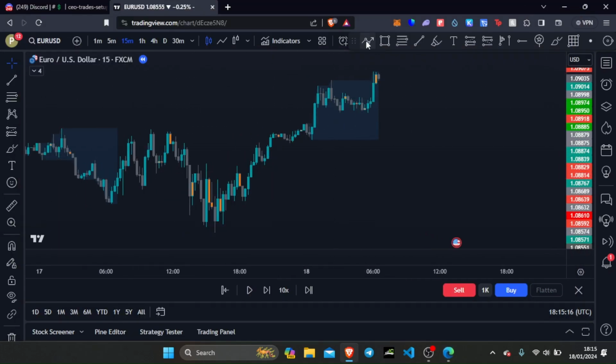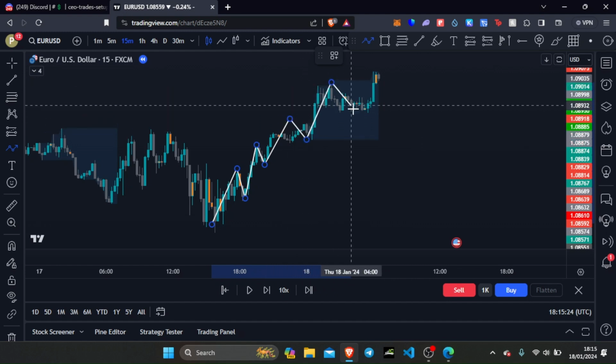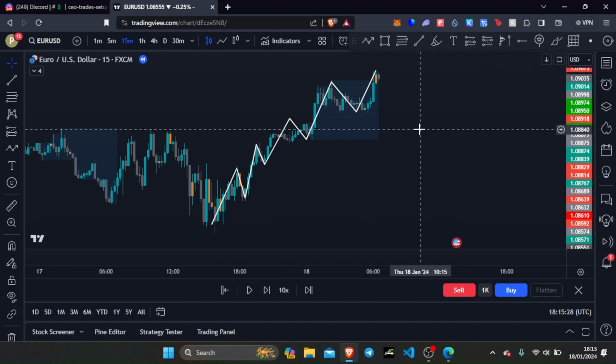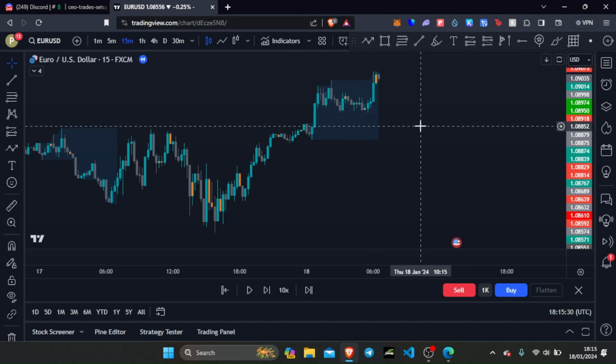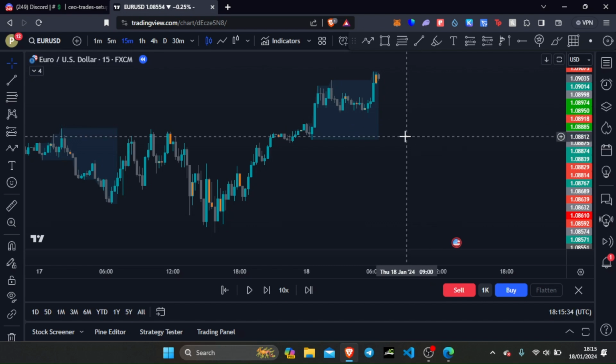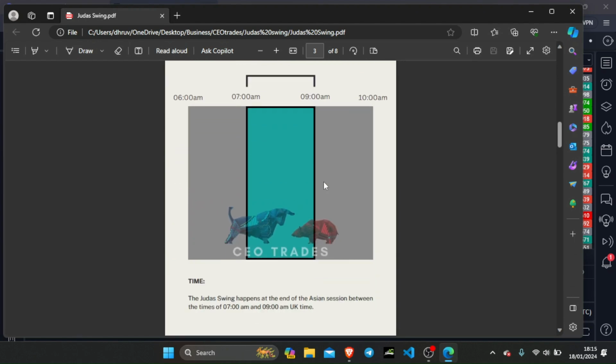On the 15 minutes, what we've got is a series of higher highs, higher lows, higher high, higher low, higher high, higher low, higher high, higher low, and a higher high. So clearly we are in a bullish market. Therefore, what are we looking for? We're looking for buys.